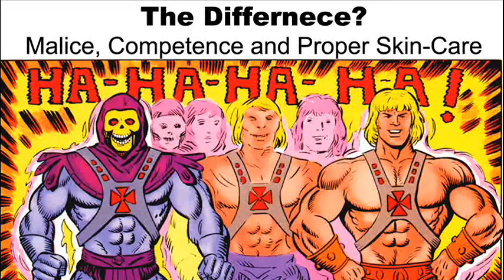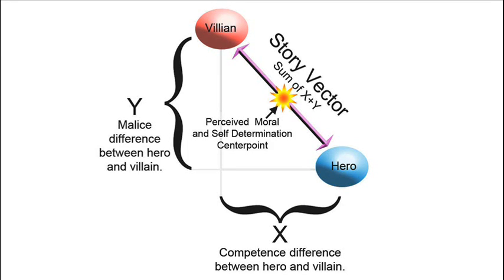We're going to create a graph here with malice on the y-axis and competence on the x-axis. And the resulting line between the villain and the hero, when graphing their malice and competence against each other, we are going to refer to as the story vector.